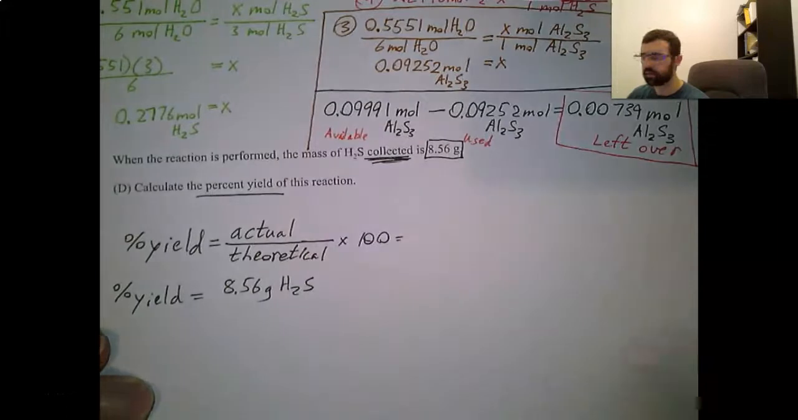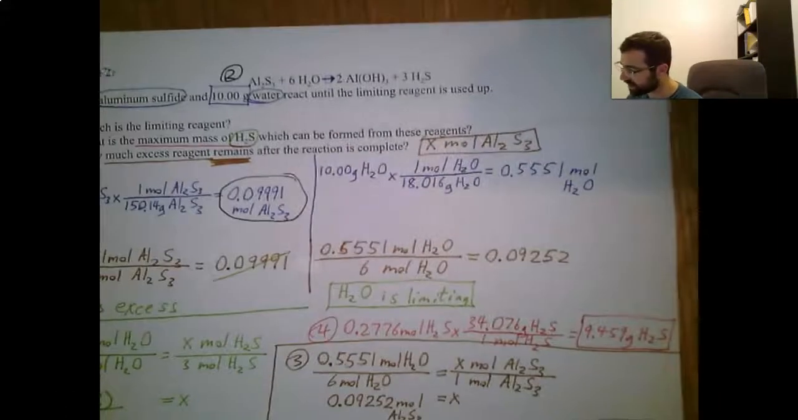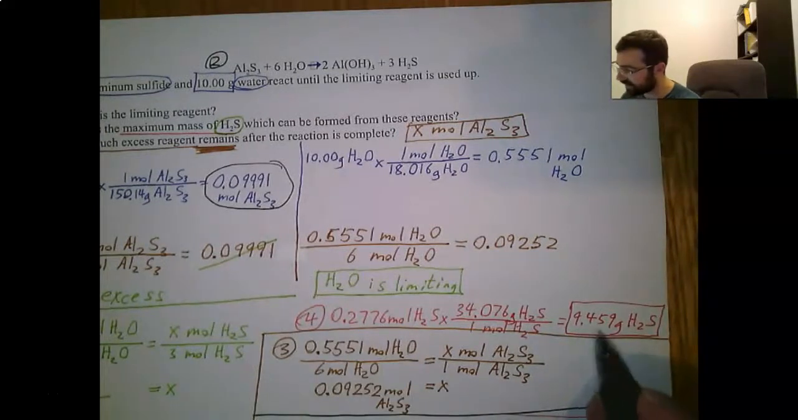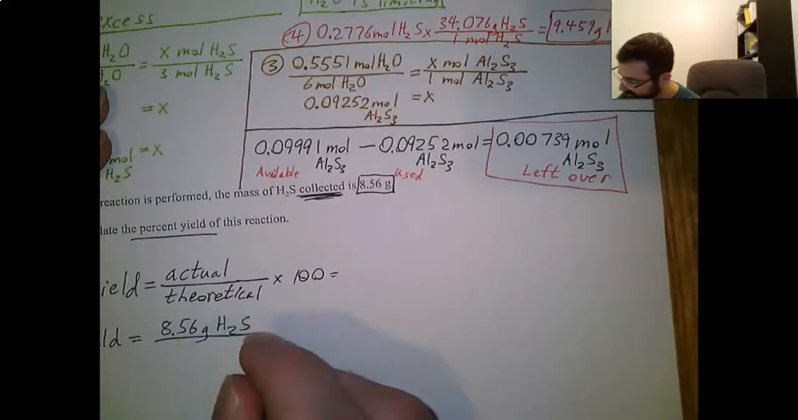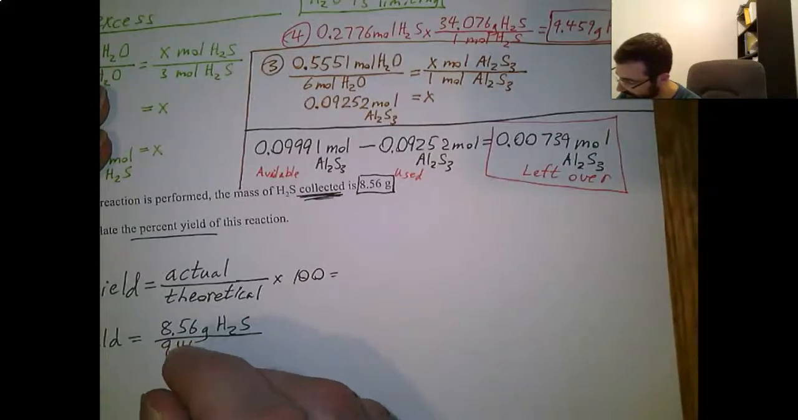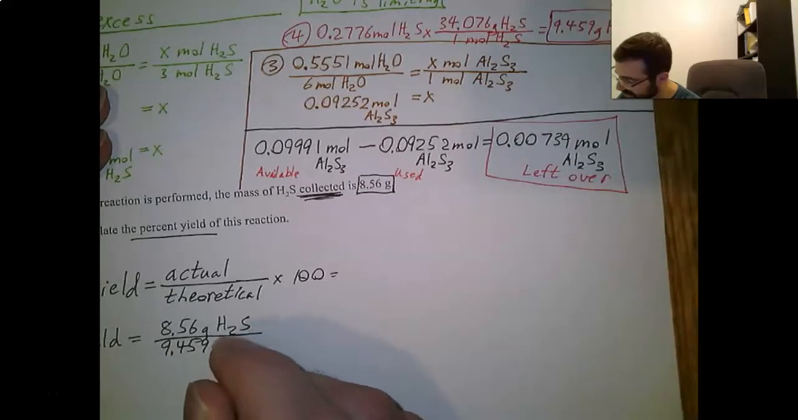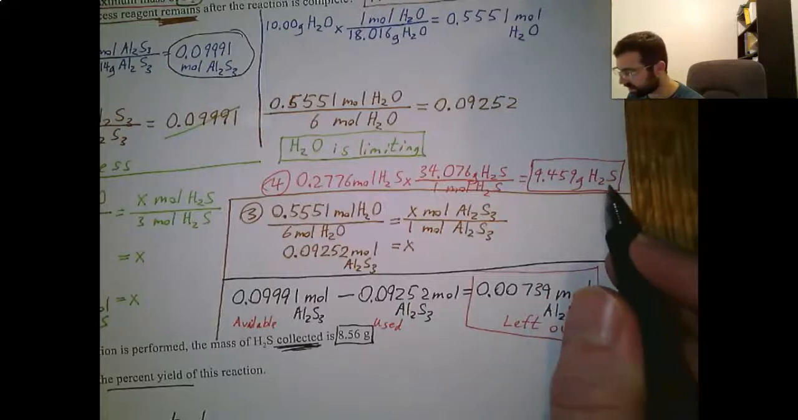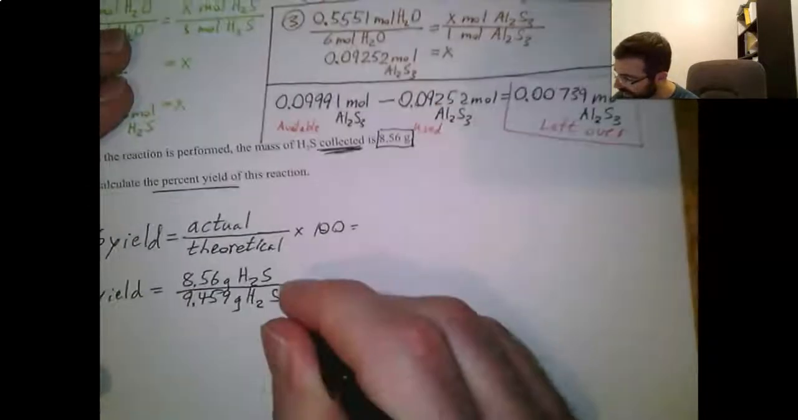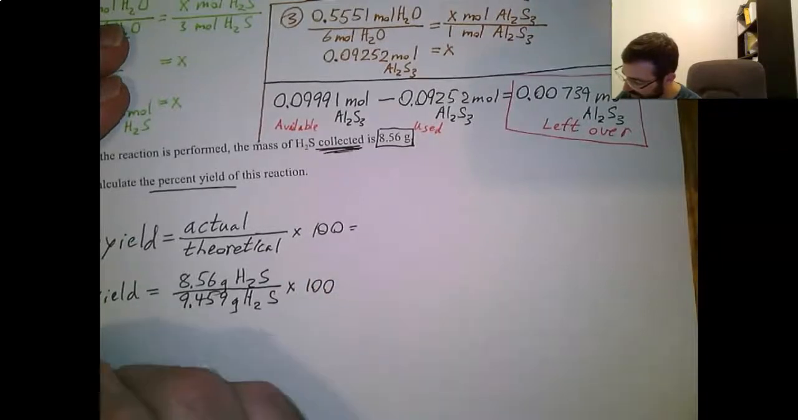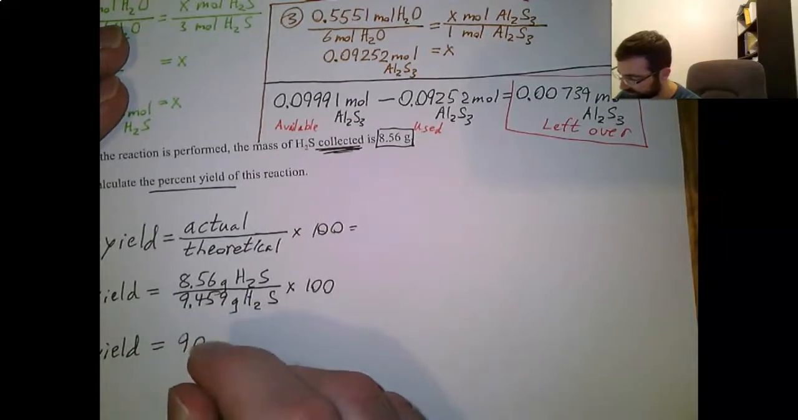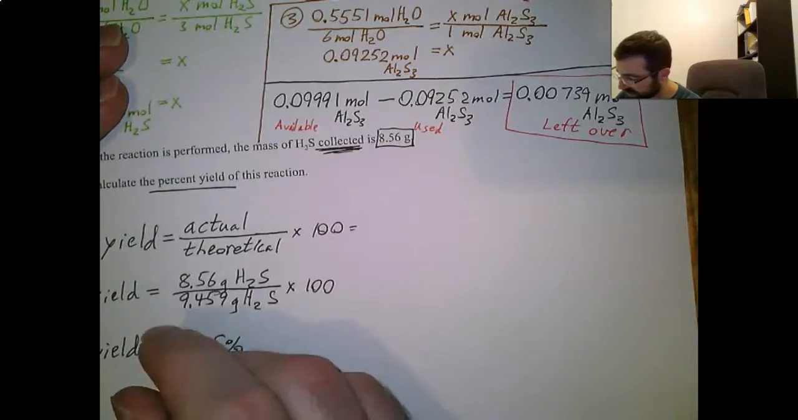Compared to what I thought I would get. So theoretical yield's what I thought I would get. How much H2S did we think we were going to get? That was right here, 9.459 grams of H2S. Just make sure that you're looking at the same product. H2S, H2S. That's why labeling units is so important. Then we multiply by 100. Put that in a calculator. You're going to get 90.5%, which is an excellent percent yield, actually.